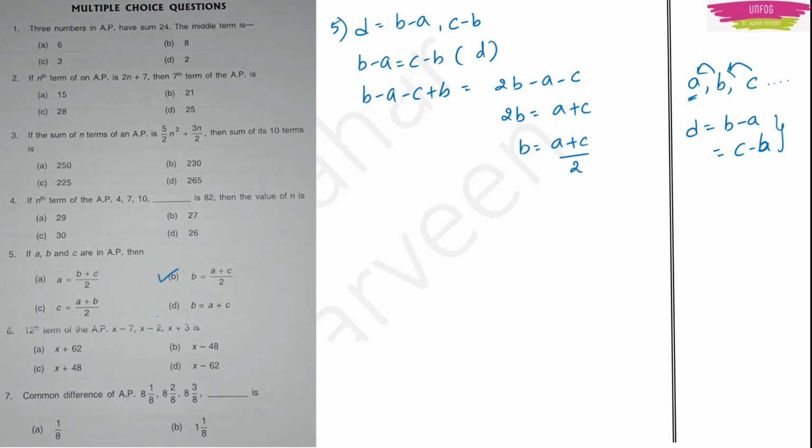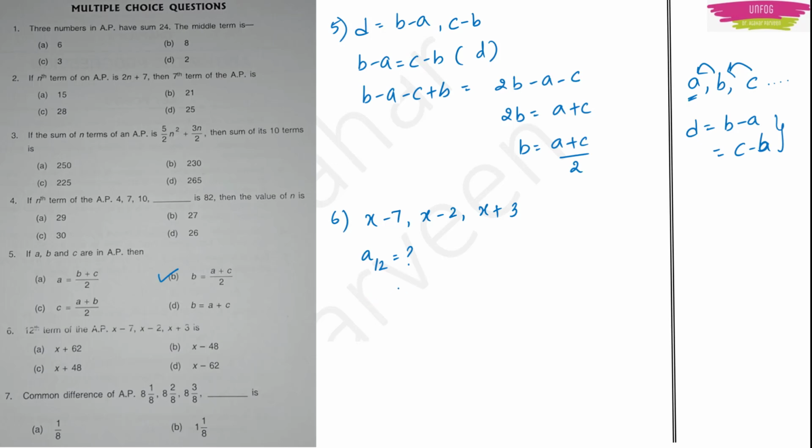Okay. Now next question. Question number 6. 12th term of AP is X. This AP they have given. What is the AP they have given? They have told it is X minus 7 comma X minus 2 comma X plus 3. This is the arithmetic progression. You have to find the 12th term. 12th term means A12. You have to find.